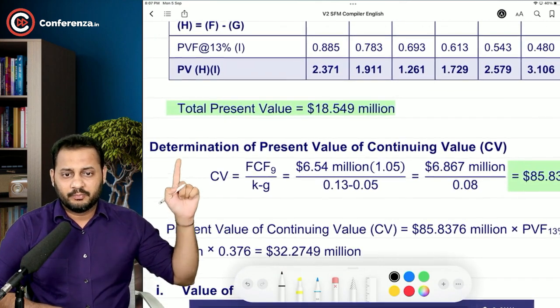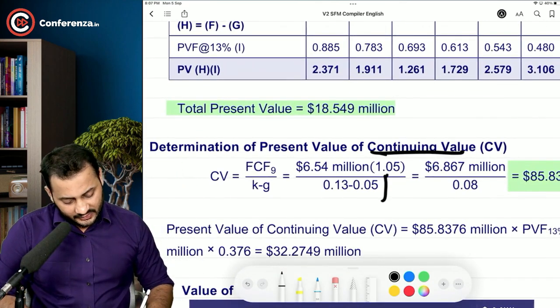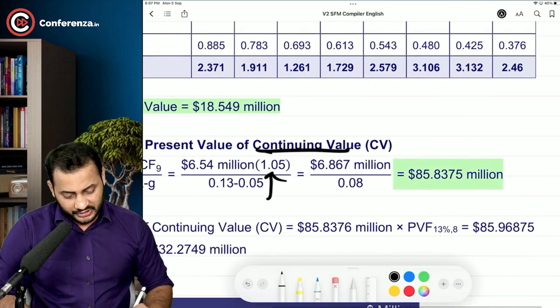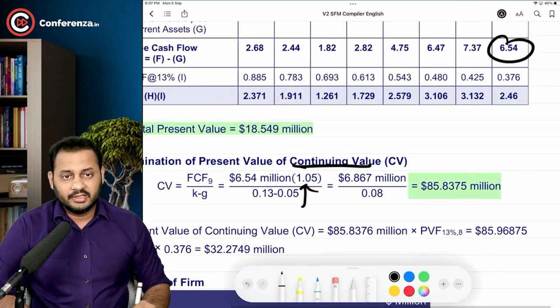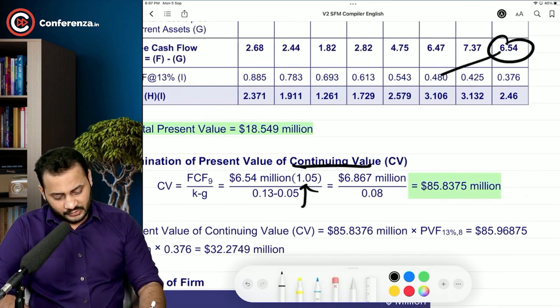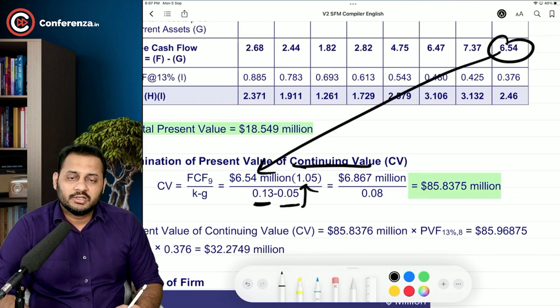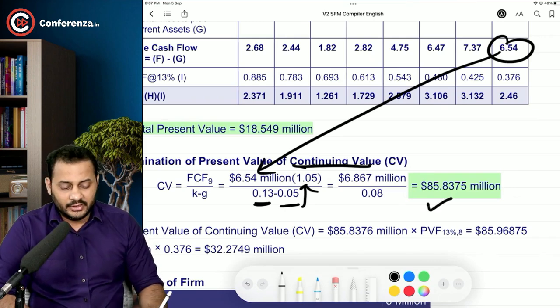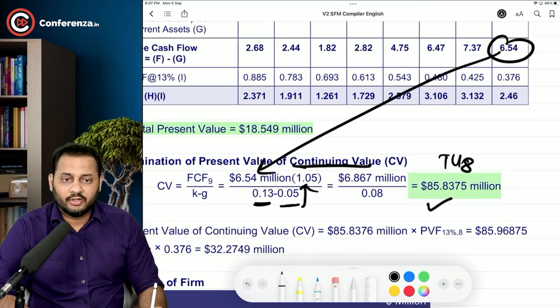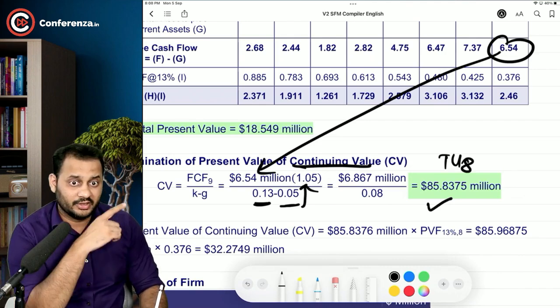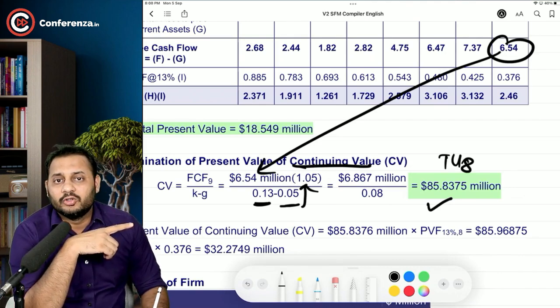And then the perpetuity, continuing value. They said that it will grow at 1.05. Which amount will grow? The 8th year value, 6.54. It will grow at 5%. This is the cost of capital. This is the growth rate. And this is the terminal value at the end of the 8th year. We have to calculate the discounted value of that also.